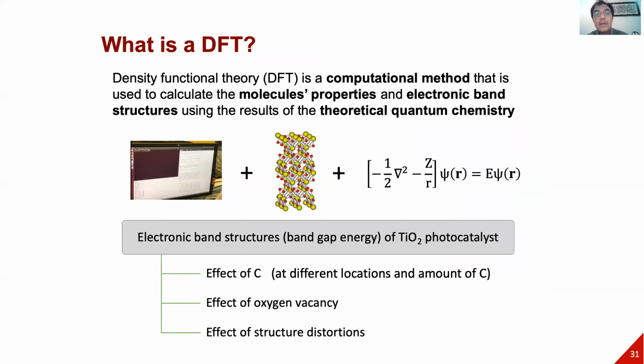So in the DFT calculation, we use a supercomputer with a titania structure, and we built the titania structure from the experimental results in the literature. All the molecular properties can be obtained by solving the Schrödinger equation. And we studied the effect of carbon at different locations, the amount of carbon, the effect of oxygen vacancy, and the effect of structure distortion on the structure of the titania.